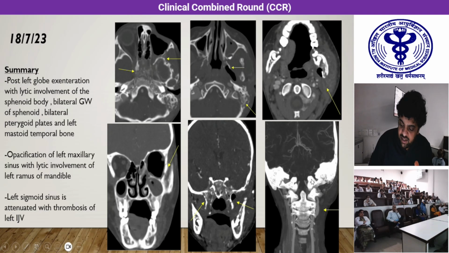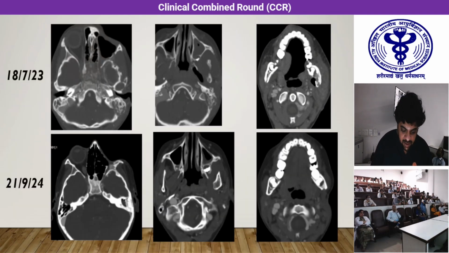The left IJV is not seen, and the sigmoid sinus is attenuated. So this was the picture after the progression, but finally, in the follow-up period, from 18 July 23 to the most recent scan in September 24, there is significant resolution of the skull-base osteomyelitis in the anterior and mid skull base that had developed initially, as well as resolution of the soft tissue thickening that we had seen in the initial scan. In the recent scan on 21st of September, there is a complete resolution of the disease.